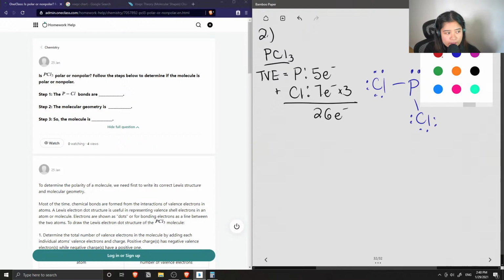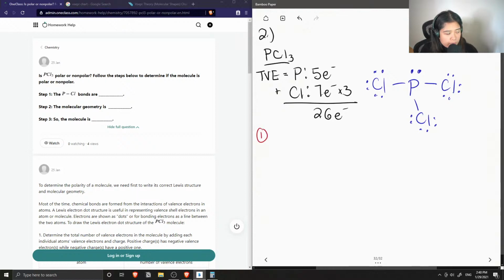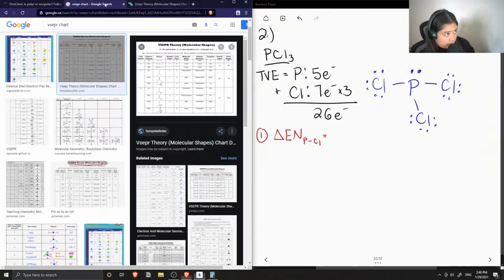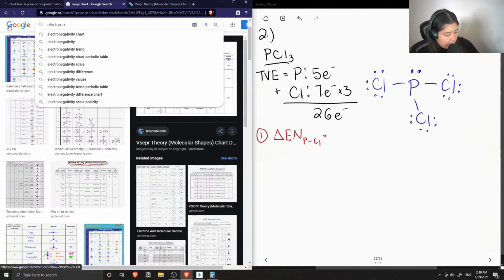So now we can follow the steps that they give us in the question. So step 1, the phosphorus chlorine bonds are blank. So I think they mean to ask, are they polar or nonpolar? So to find out the polarity of these bonds, we need to look at the electronegativity difference between phosphorus and chlorine. So let me look up electronegativity values for these elements.